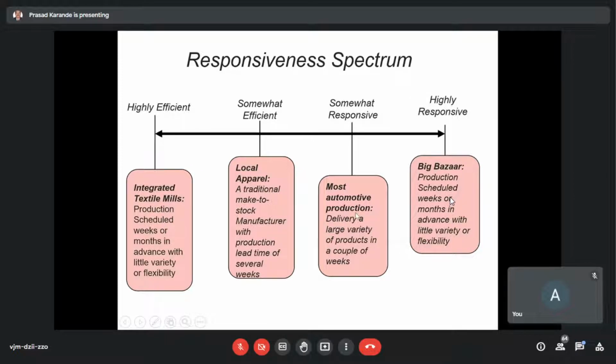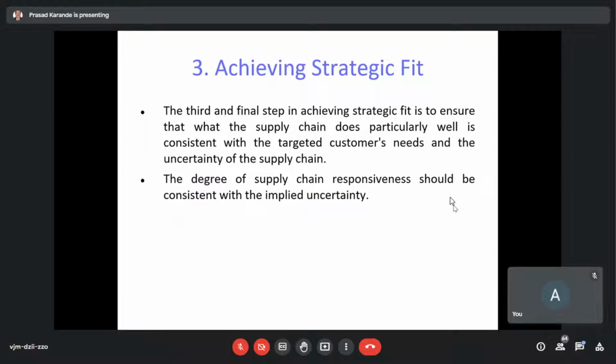Then most automotive production is delivery of a large variety of products in a couple of weeks. So this is somewhat responsive, and highly responsive supply chains, if you see Big Bazaar. If you go to Big Bazaar, you see a lot of variety available, you pick up the material and come back. So this is a very highly responsive chain.